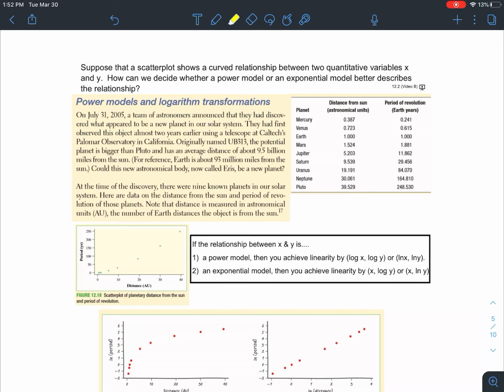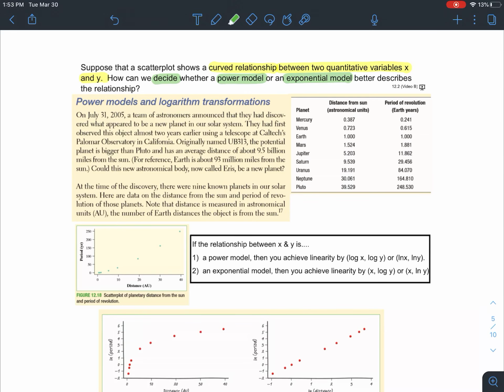And then use that linear regression to make predictions. So it says here, suppose that a scatter plot shows some type of curved relationship between the two quantitative variables x and y. How is it that we could decide whether that relationship is a power model or an exponential model? So that's kind of the question. How can we decipher which of the two models the original shape of the scatter plot is?